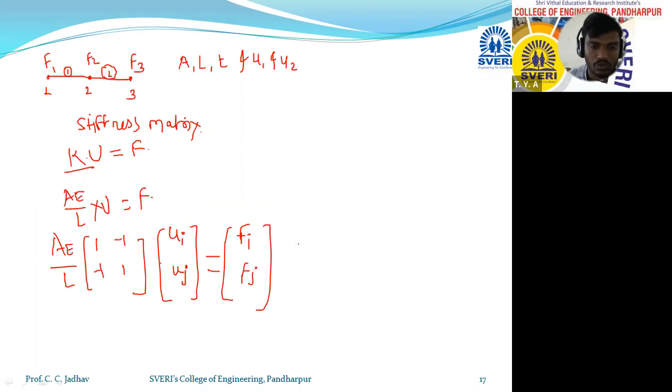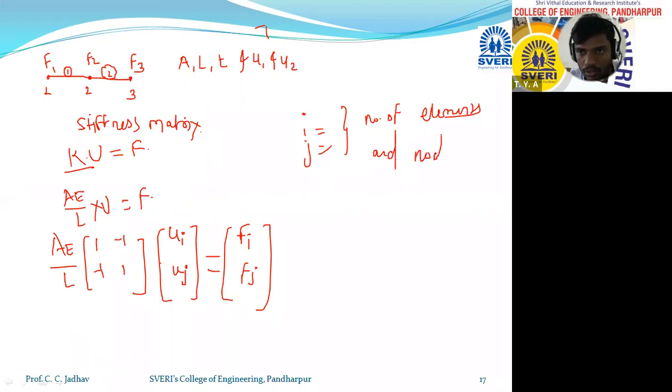Okay, so here you can see I is equal to, I means, and J means number of elements and nodes.